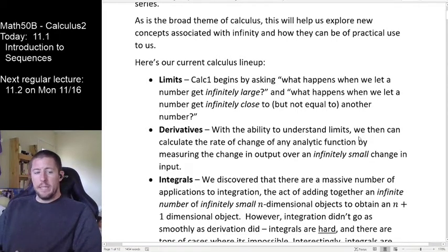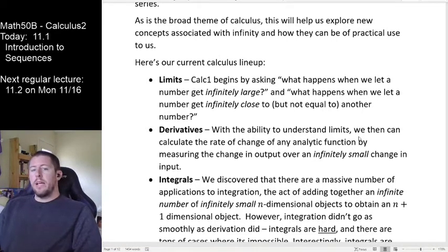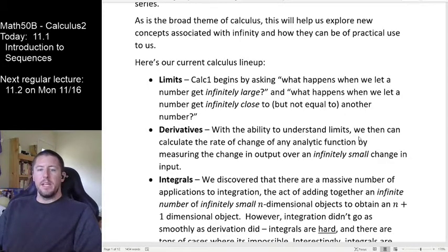The first thing everybody does in Calc 1 is they talk limits. In limits, we ask what happens when we let a number get infinitely large? What happens when we let a number get infinitely close to, but not equal to, another number? We've got those obvious infinities sitting right there, looking at us with the limits, getting infinitely close to something and going infinitely far away from something.